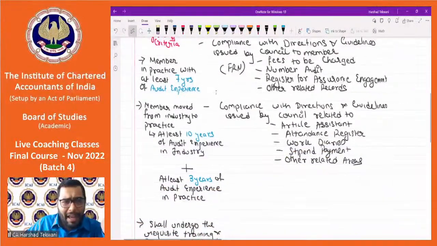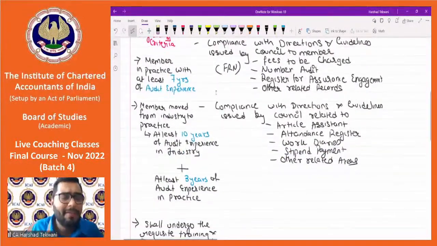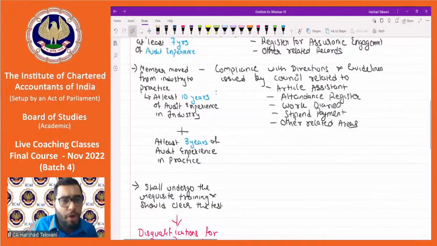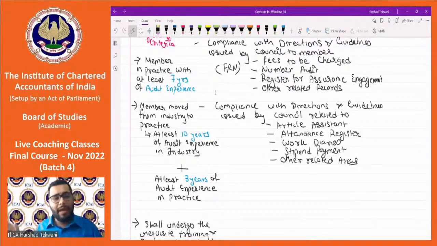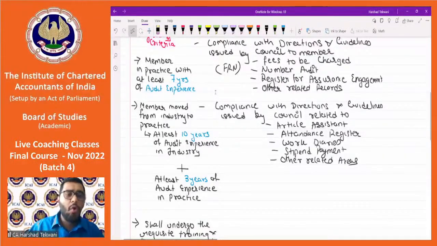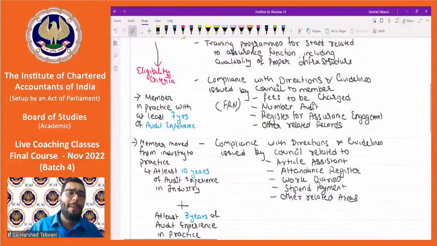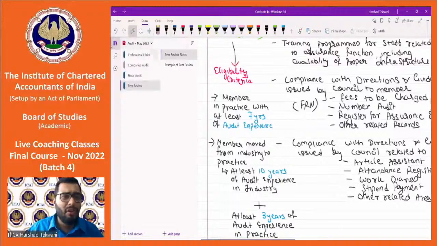The eligibility criteria talks about a member in practice with at least 7 years of audit experience, or a member who has moved from industry to practice, with at least 10 years of experience in industry plus at least 3 years of experience in audit practice. So he needs at least 10 years of audit experience in industry and 3 years of audit experience in practice if he has moved from industry. Otherwise, a member in practice needs at least 7 years of experience. So based on this, what do you say?